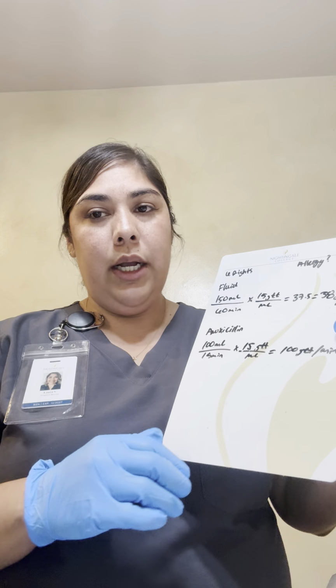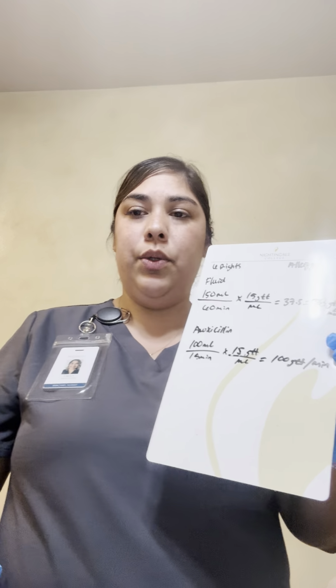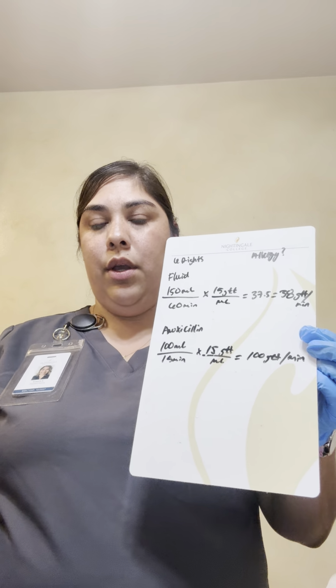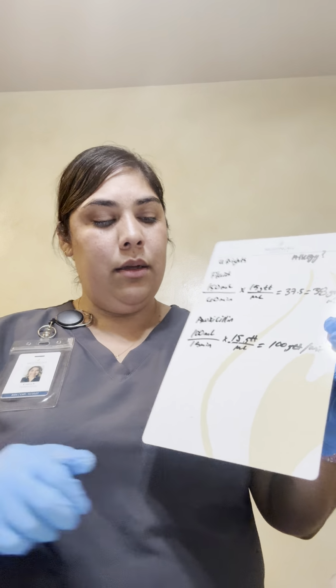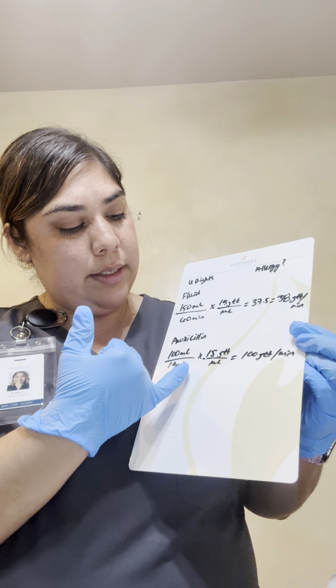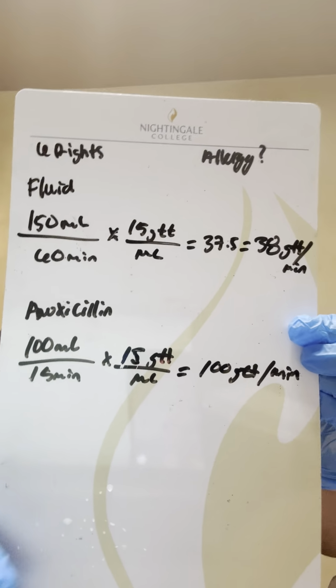For the second medication, it was ordered amoxicillin 250 milligrams in 100 milliliters of normal saline to infuse over 15 minutes. The dosage calculation is 100 ml over 15 minutes times 15 drops per ml, equaling 100 drops per minute.